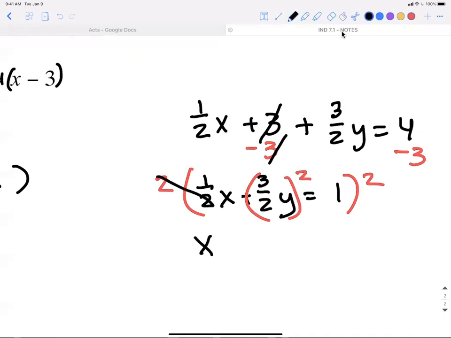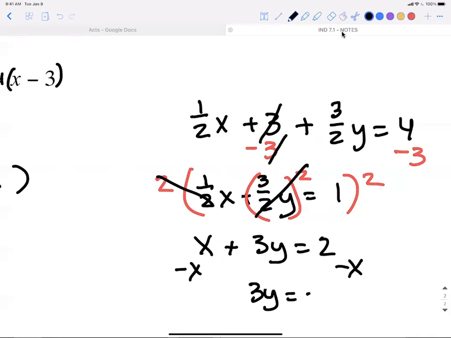Leaves me x plus 3y equals 2. Okay, I'm almost there. Move my x over, and I get 3y equals negative x plus 2. And then I divide by 3 and divide by 3. Now, I just made this one up off the top of my head, so you come out with a fraction on the b. I promise you the ones on your homework, you will not.